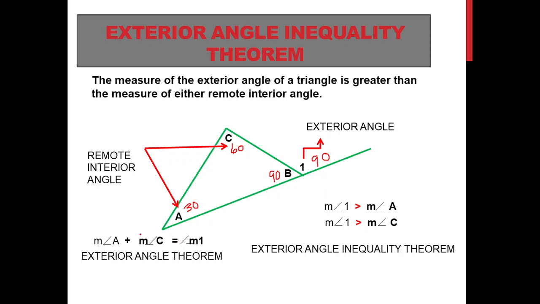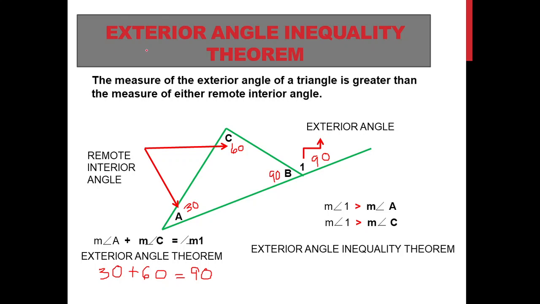Now, based on this statement in the exterior angle theorem, that the sum of the remote interior angles is equal to the exterior angle, if my angle A is 30 plus my angle C is equal to 60, 30 plus 60 is equal to 90, which is our exterior angle. Okay, so please don't be confused on this one.